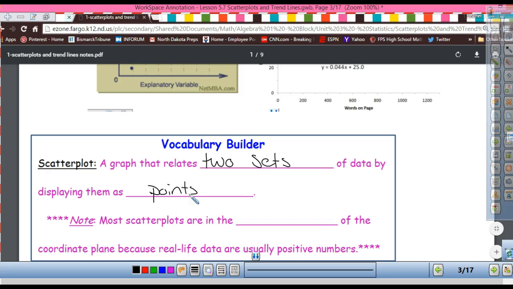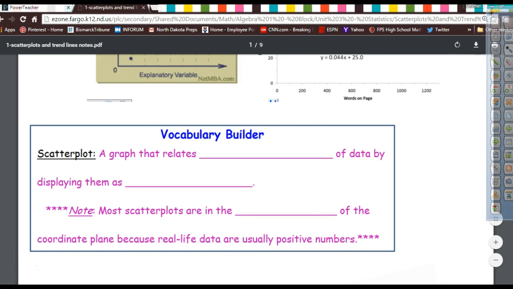Most scatter plots are in the top right of the coordinate plane because real life data is usually positive numbers, right? And that top right corner of our coordinate plane is where we have all that good stuff, right? All right.